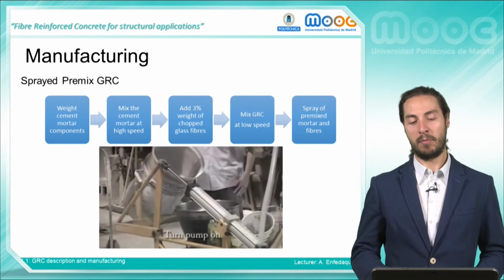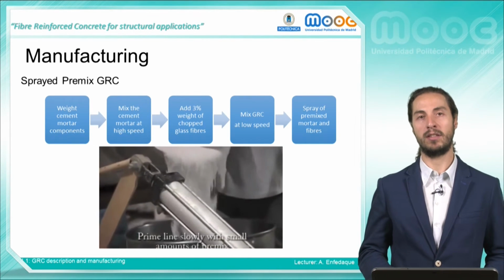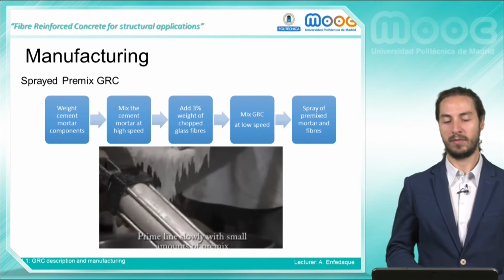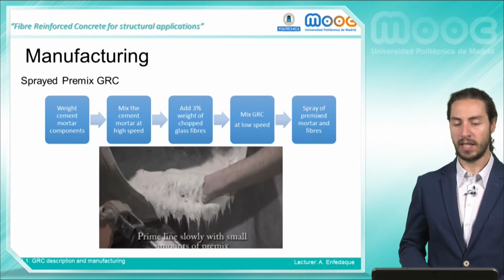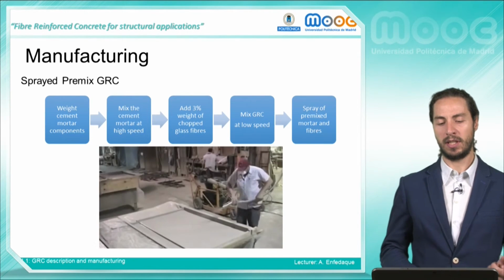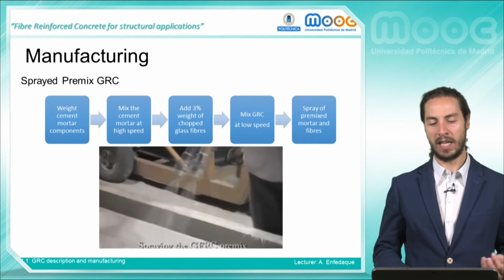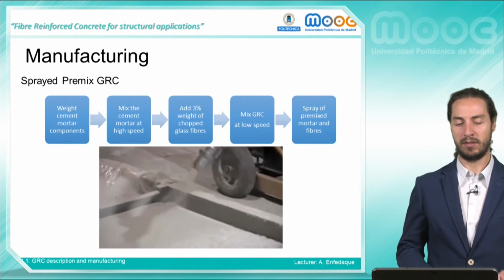The mix that has been used is poured into the container of the spraying machine, as can be seen in the image of the video. It has to be done slowly to avoid bags and components of fibers being together.